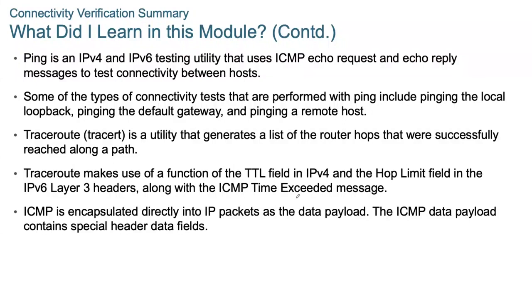And by pinging from host 1 to host 2 through the network, the ICMP echo request and echo reply messages are exchanged to check the connectivity between the hosts. Some types of connectivity tests are performed with this ping, which include the local loopback, which is pinging yourself. It uses the IP address 127.0.0.1, so that is loopback. The second one is your default gateway. The third one is pinging your remote host through your remote gateways.